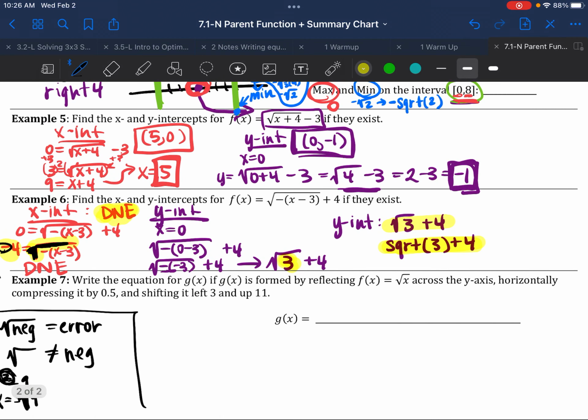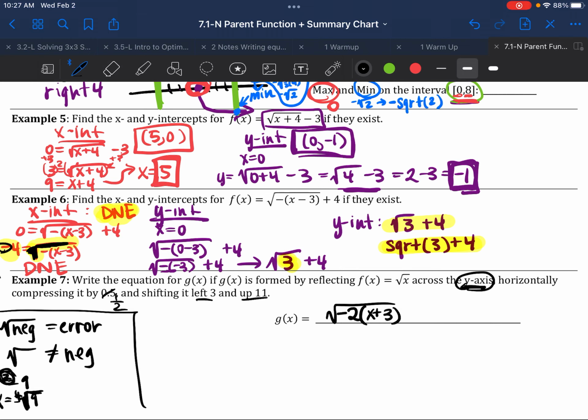Last thing we're going to do is write an equation from the listed transformations. So it says, write the equation for g of x that is formed by reflecting it across the y-axis, horizontally compressing it by 1/2. I always need the fraction. Left 3, up 11. Okay, so they already put the g of x equals, so I'm not going to write that. But I need a square root, and it's reflected across the y-axis, so I know the negative's under the radical. And then compressing it by 1/2 horizontally means there's a 2 with that negative inside the radical. Good form, always.